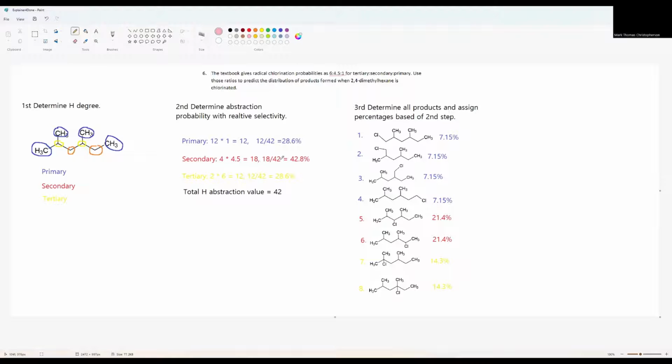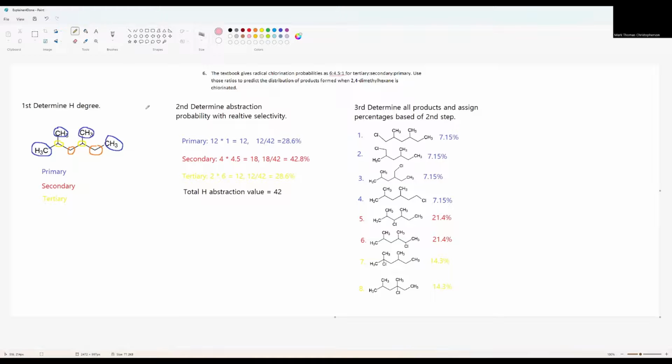Now to find the percentage of abstraction of any hydrogen, based on whether it's primary, secondary, or tertiary, you just take the number that we got divided by the total H abstraction value. So for primary, there's a 28.6% chance that abstraction of a primary hydrogen will happen. For secondary, there's a 42.8%. In tertiary, there's a 28.6%.